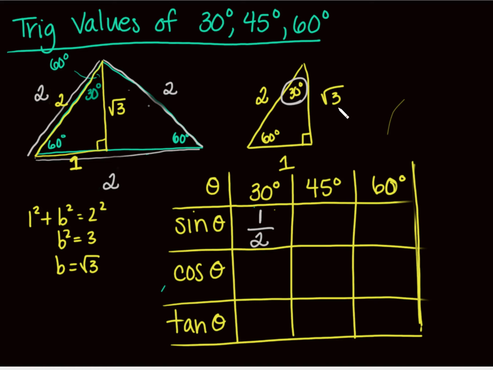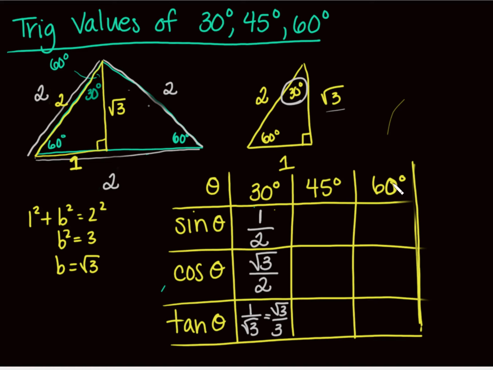What about the cosine of 30? Adjacent of 30 is root 3. We had seen that. And the hypotenuse is 2. And then what's the tangent of 30 degrees? Tangent is opposite over adjacent, so that's 1 over root 3. Again, I will accept that. Or if you multiply the top and bottom by root 3, you get root 3 over 3. Maybe you should rationalize.